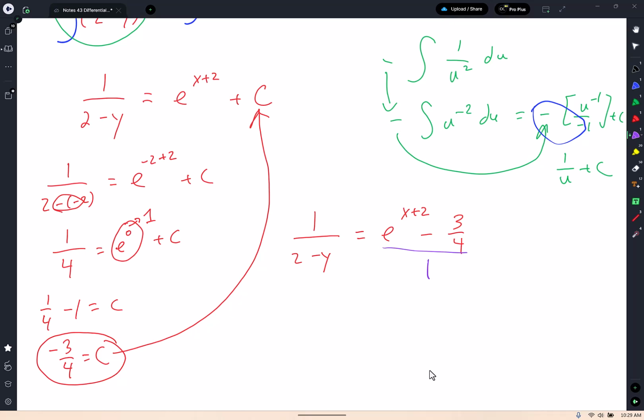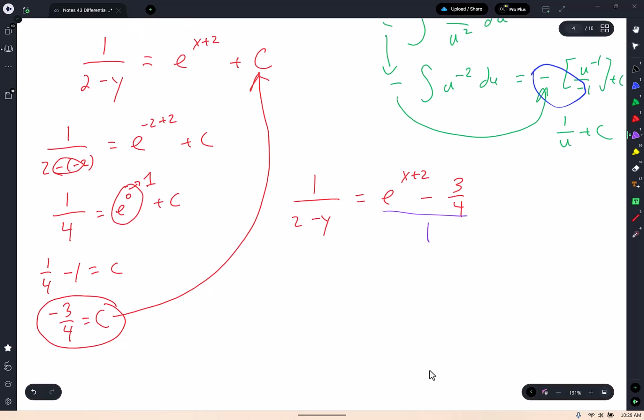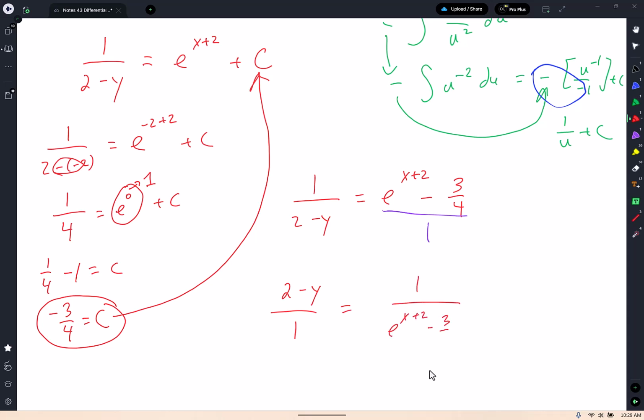Instead of writing 4 over 4, you could have done a common denominator there, but this is like something over 1, and this is 1 over 2 minus y, so that means, there's an equal sign in the middle, so I can flip them both, and they would still be equivalent. Does that make sense to you? Yeah, a over b equals c over d, you can flip them. b over a equals d over c. All right, so here it is. So I have 2 minus y, and like I said, I don't like their answer, but that's fine. 2 minus y over 1, if you want to write it, equals 1 over e to the x plus 2 minus 3/4.